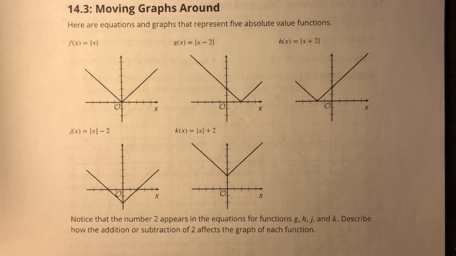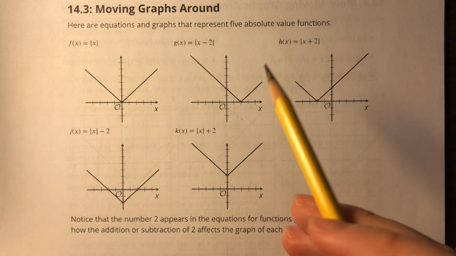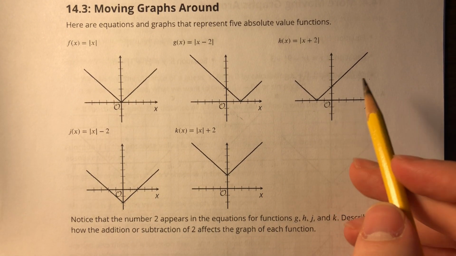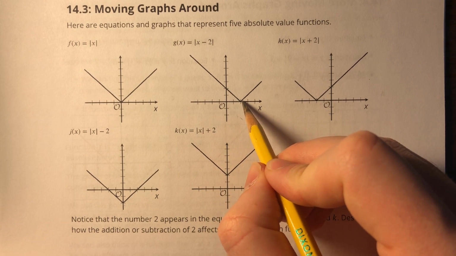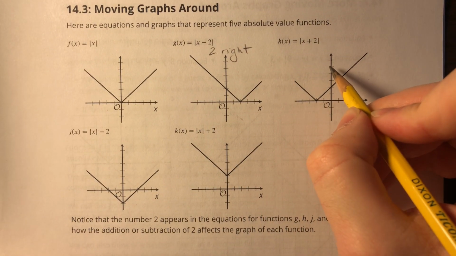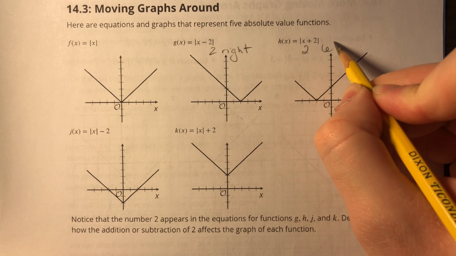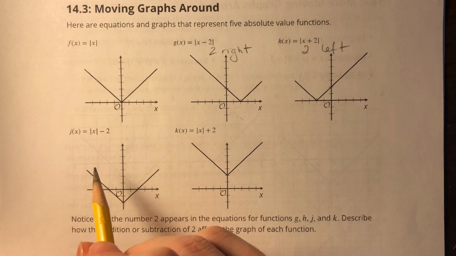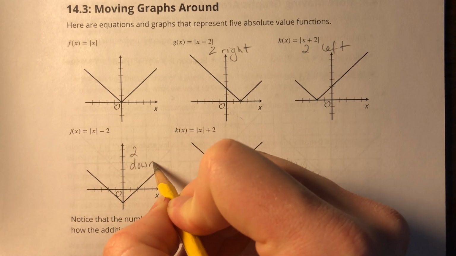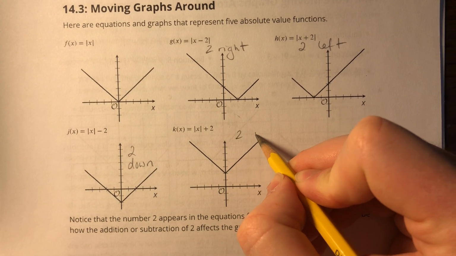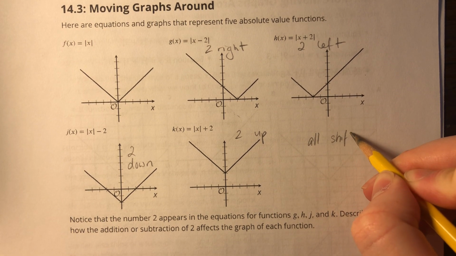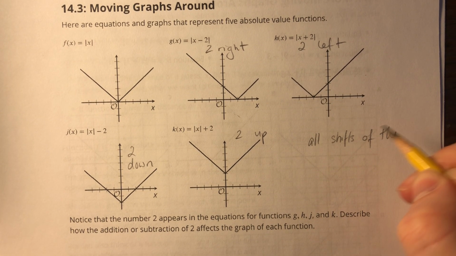Well, the thing that sticks out to me right away is that this point of vertex has been shifted in every single graph. So here, I would say it's gone 2 to the right. Here, 2 left. Here, 2 down. And here, 2 up. So all shifts of the vertex.